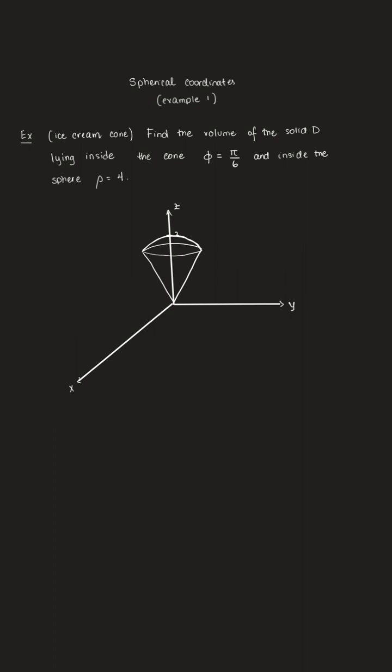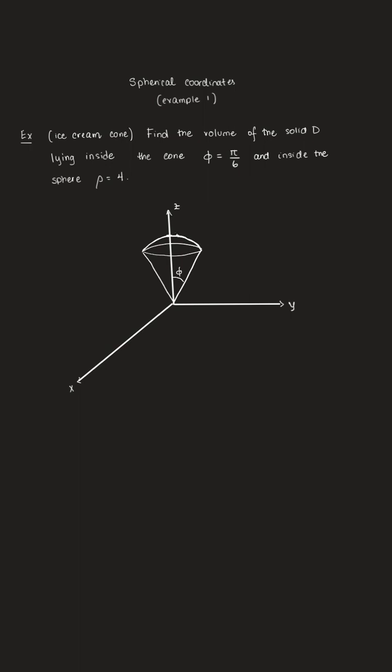All right, so here's our first example where we work with a triple integral in spherical coordinates. We want to find the volume of a solid D that lies inside the cone, phi equals pi over 6, and inside the sphere, rho equals 4. I've sketched the cone where this angle right here is our phi equal to pi over 6. And then above it, kind of the ice cream part, is the sphere that has a radius of 4.